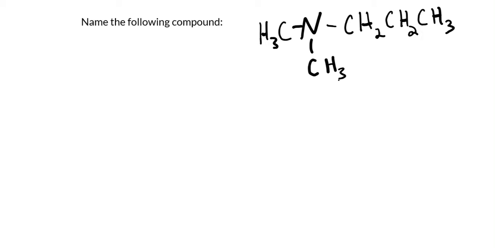First of all, we need to consider the longest chain to get the parent name, and this happens to be an N-propylamine as opposed to an isopropylamine if we had the isopropyl group as opposed to the N-propyl group. So there's N-propylamine, but there's also those two methyl groups, so we have to come up with a way to name them, and we have to consider the fact that those methyl groups could have been on the propyl parent chain. They're not. They're off of that nitrogen.